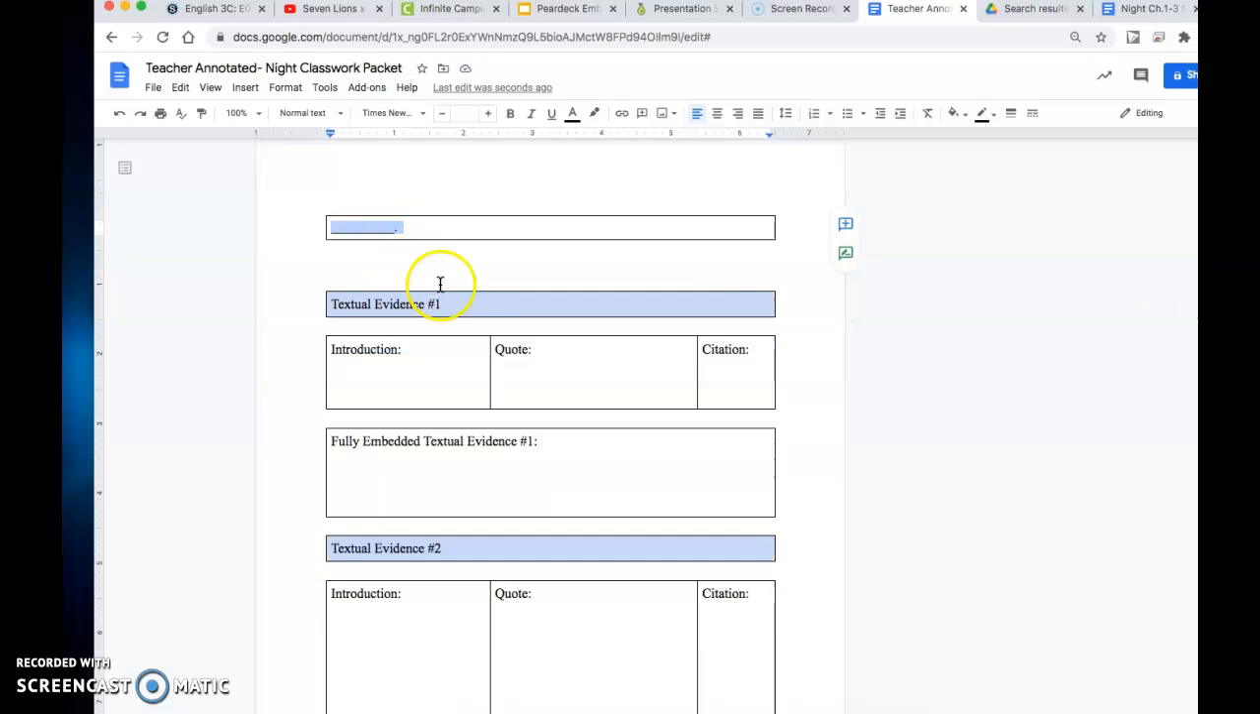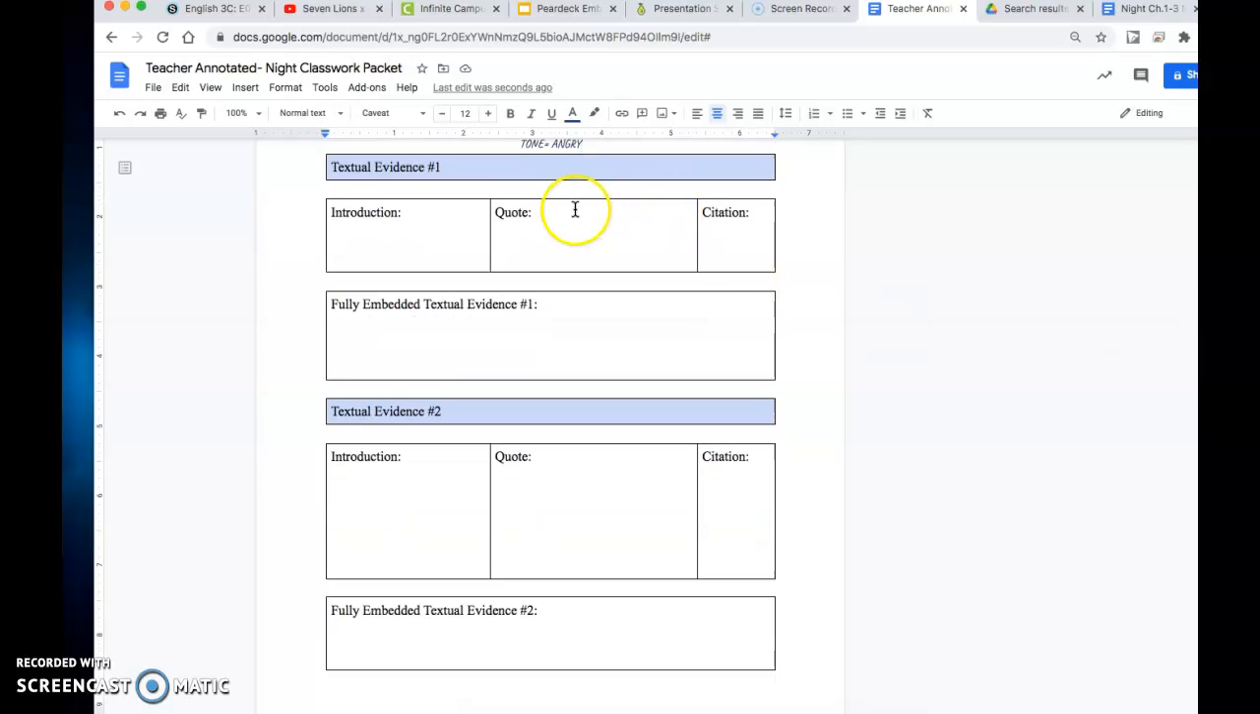So if I decided that my tone is angry, then I need to find 2 quotes that support that. For a CER paragraph, you would have 2 quotes, textual evidence 1 and textual evidence 2. So these 3 pieces here are coming from the Pear Deck that got us ready to be able to complete this part of it. If you haven't yet and you need to, go back and look at the Pear Deck where we break down these 3 parts.